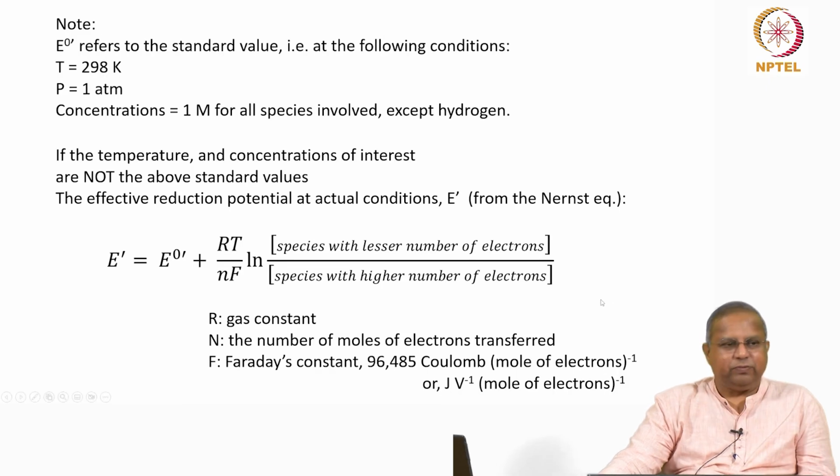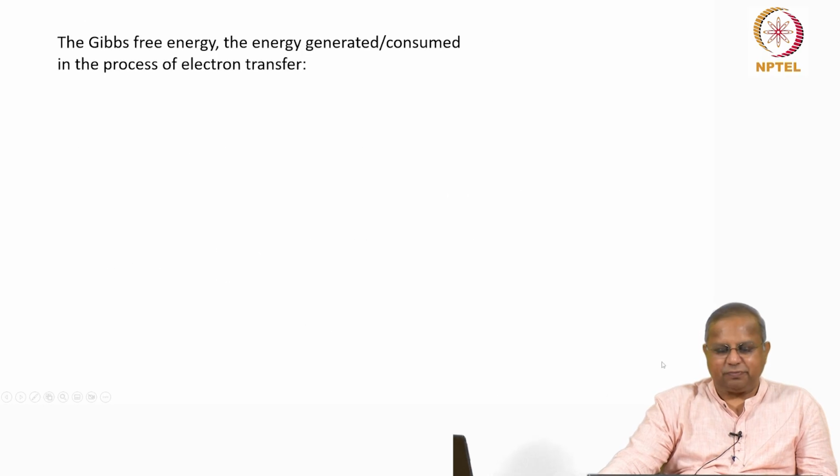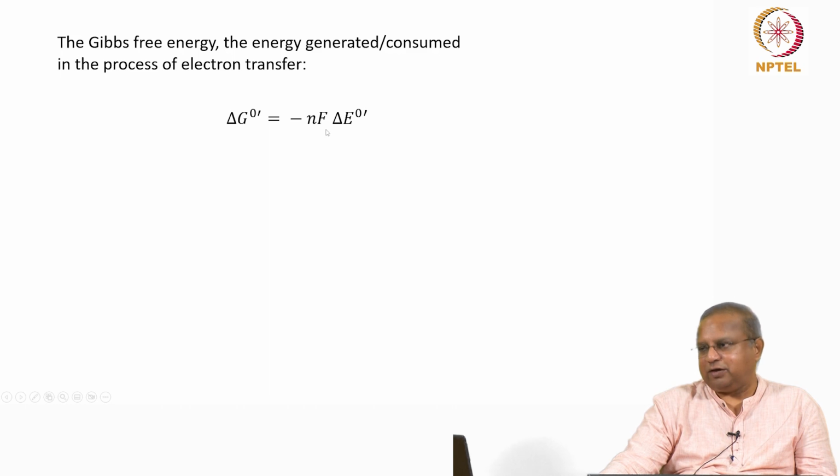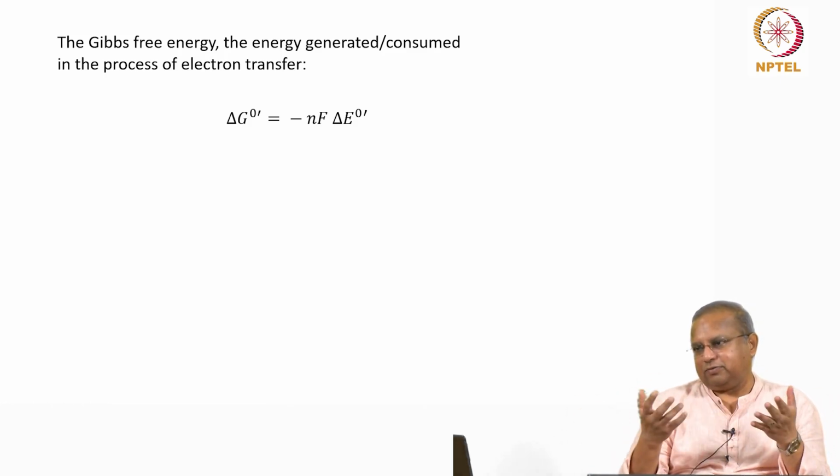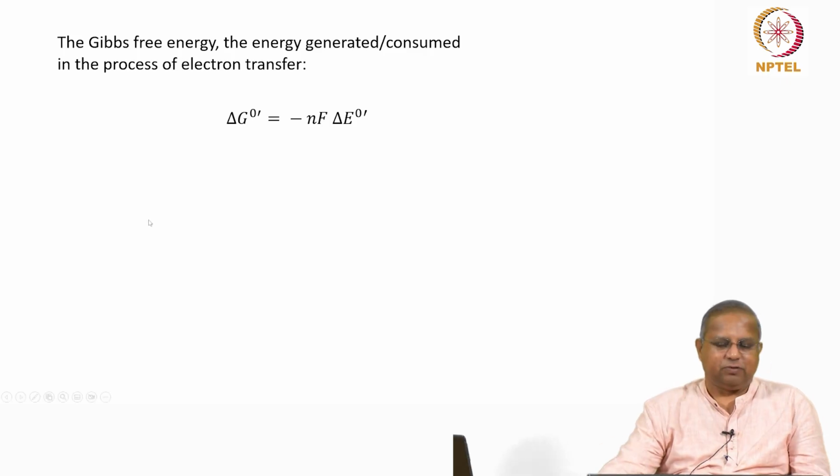We are looking at energies involved. The Gibbs free energy, the energy generated or consumed in the process of electron transfer, that is what we are getting at, is related to the standard reduction potential in a simple fashion. Delta G naught dash equals minus nF delta E naught dash. So, a direct way to convert the standard reduction potential differences into the energy associated with that transfer, right. That is the chemical energy that we are talking about.